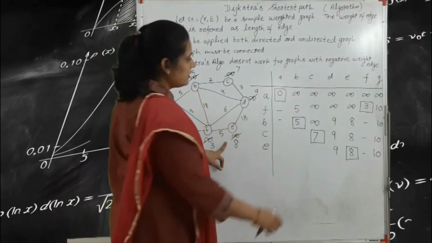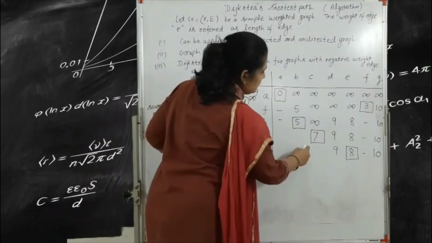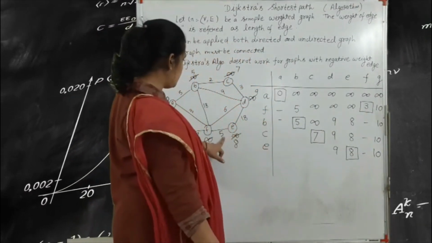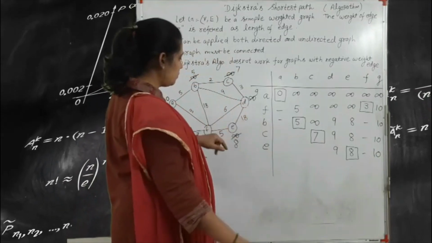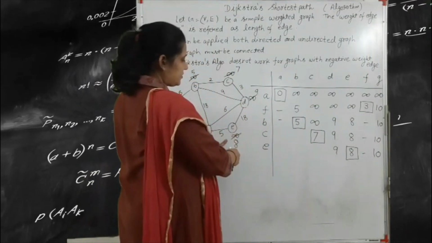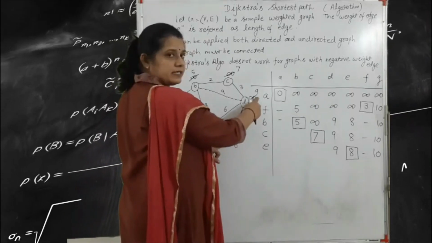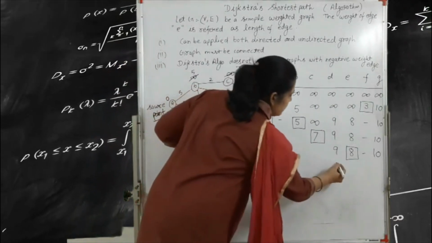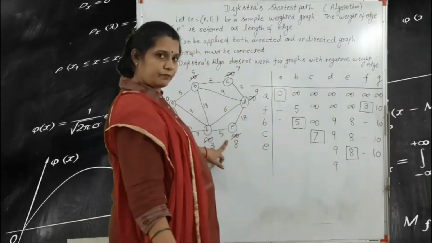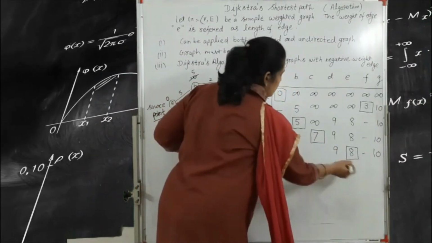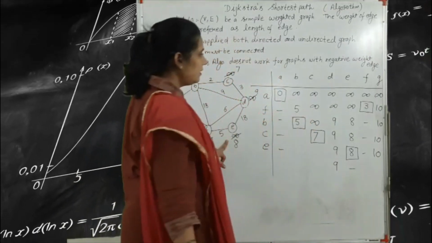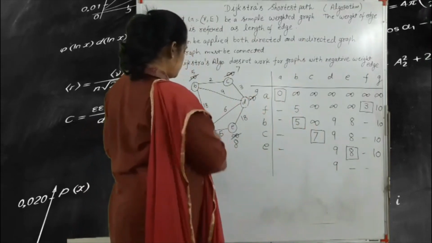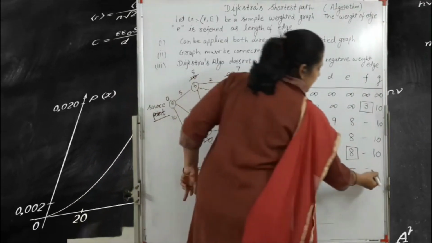Here A, B and C are already completed. Here we write the D. E to D is connected. So 18 plus 8 is equal to 26. But here 9 is less than 26, so we write here 9 as it is. Okay, it is also cancelled. Next one is the G. E to G is not directly connected, so we write here the 10.